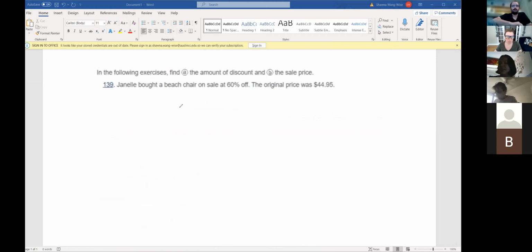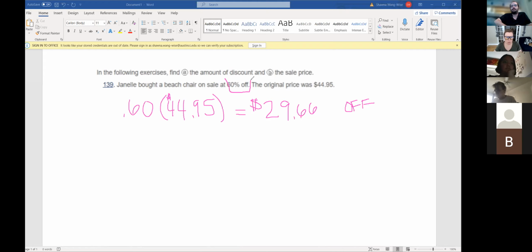I got 29. I don't know if it's right, but all I did was multiply 0.60 times 44.95. And that gave you 29.66. And this represents how much you pay, or how much is taken off? I think that's how much was taken off. So I have to subtract it from 44, right? Yeah, this is how much you get off, because it's 60% off. So we still have to subtract it. You're right.